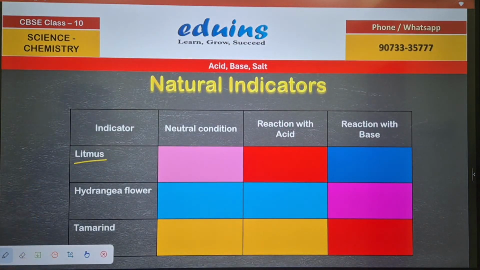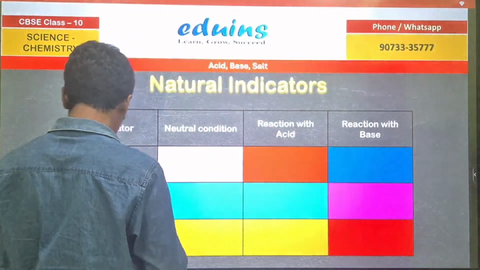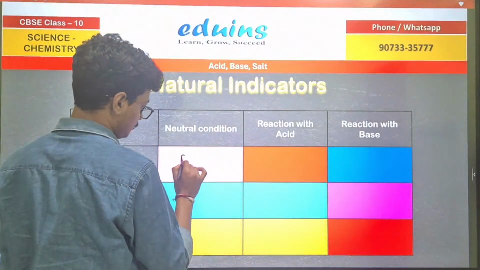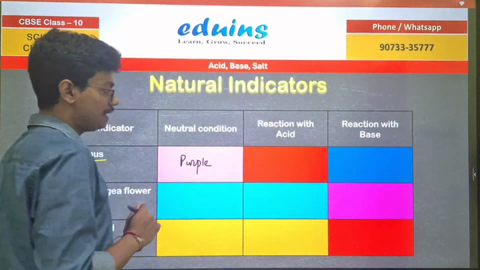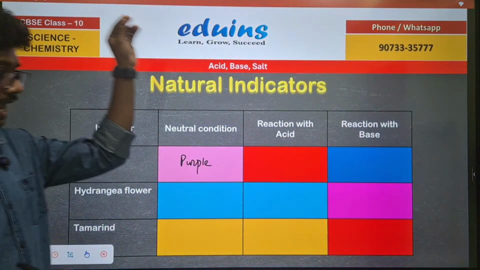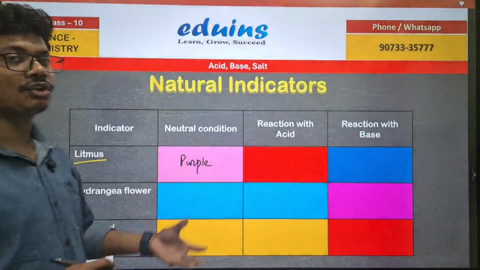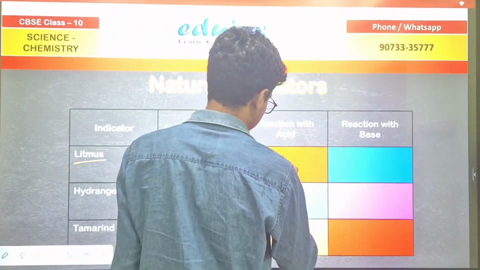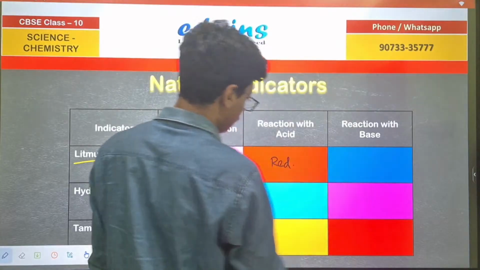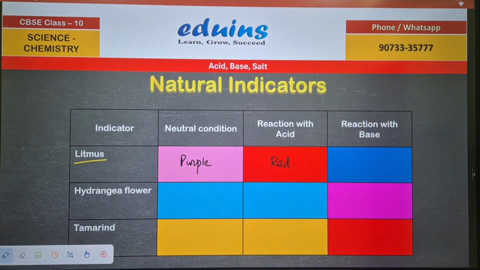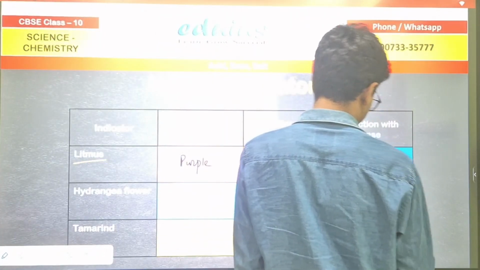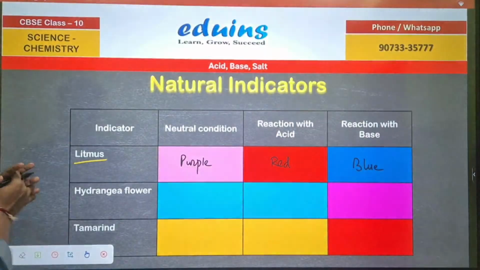This litmus in natural condition is actually purple in color. In case of acid, when it is added to the acid medium, it will change its color into red. And in case of basic medium, it will change its color into blue. Got it? You have to remember this very carefully.